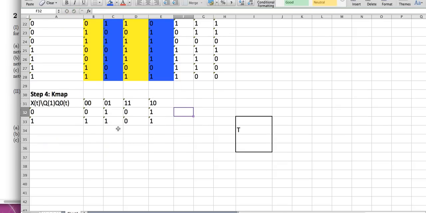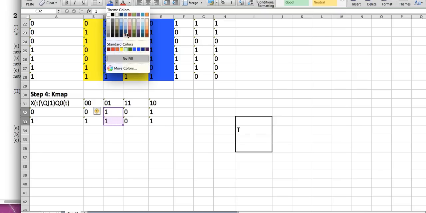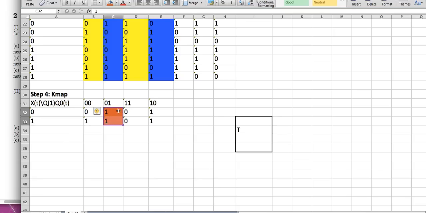Okay, so after we get the K-map, we just have to circle them like before when we learned K-map. I'm going to make one circle here, one circle here, and to cover this one, I'm going to make a circle here. So this is for T1. T1 is going to be Q1. Let's look at the circle. With this circle, they agree on Q1 and Q0, and they don't agree on X. So it's going to be Q1 of T.